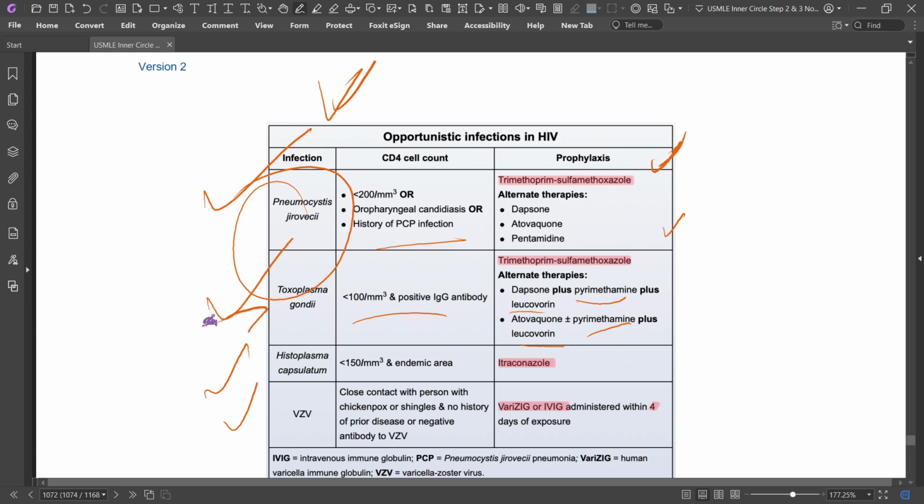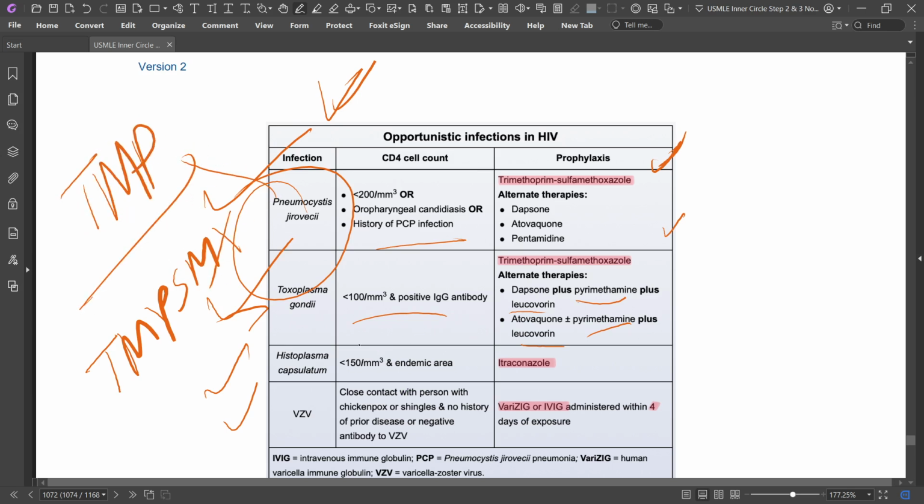The main treatment is TMP-SMX for Toxoplasma gondii and Pneumocystis, itraconazole for Histoplasma, and for VZV, varicella zoster immunoglobulin, administered within 4 days of exposure.